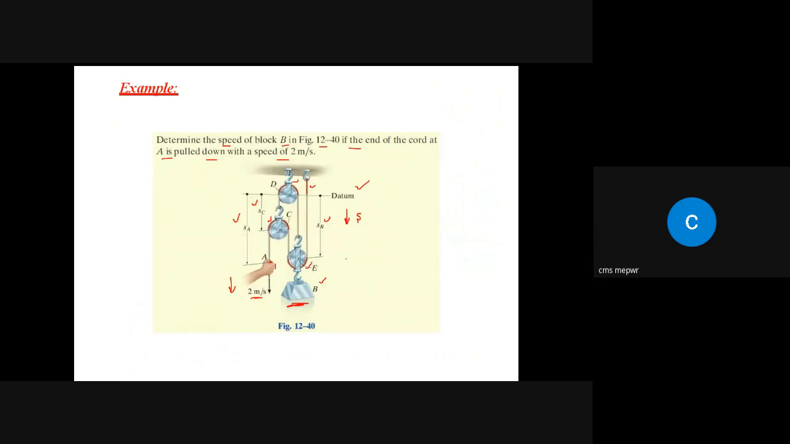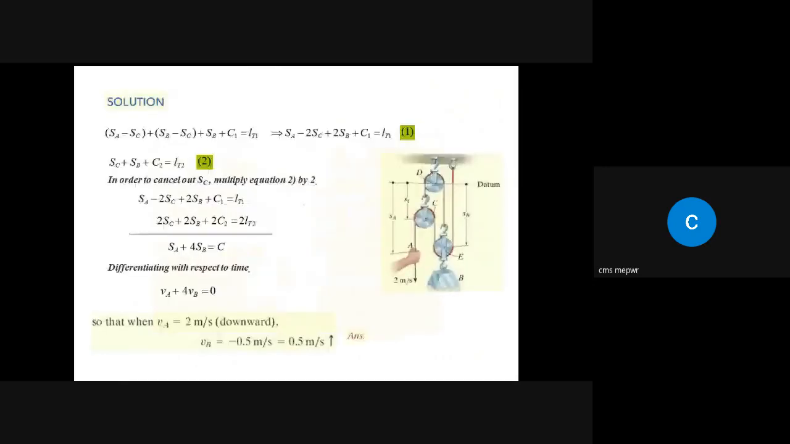Now we need to find the dependency of both motions, that is, motion at A and motion at B. For that purpose, let's try to find the total length of chord A first, and then the total length of the other chord. So we have this diagram, and this length can be identified.